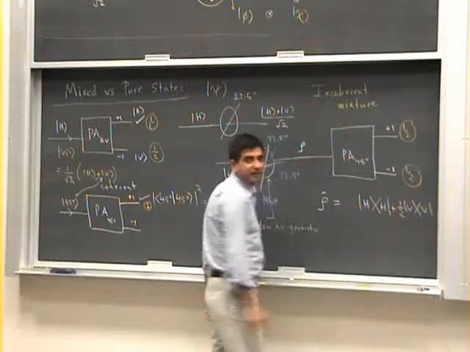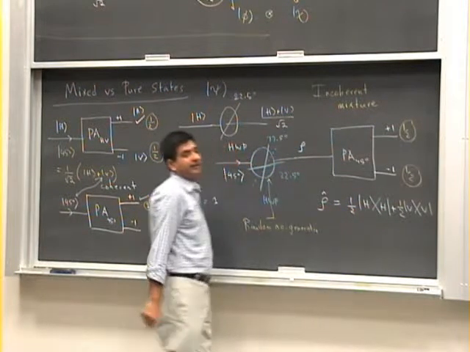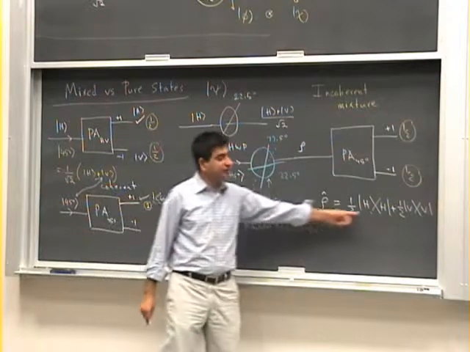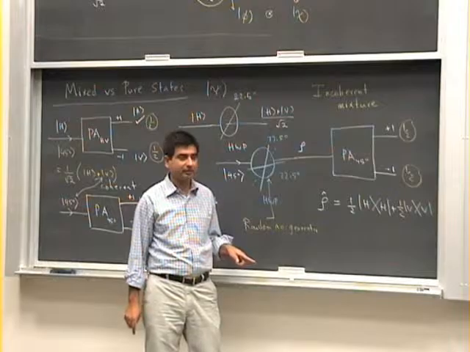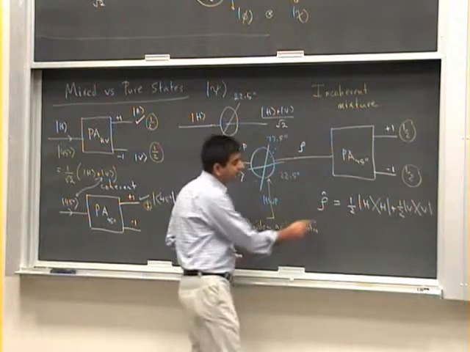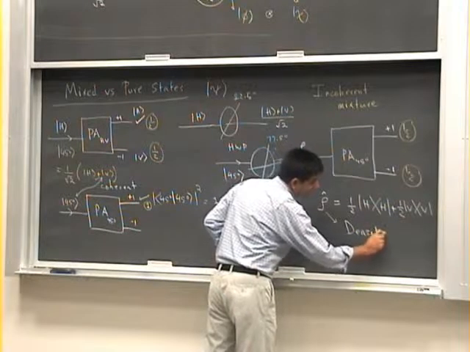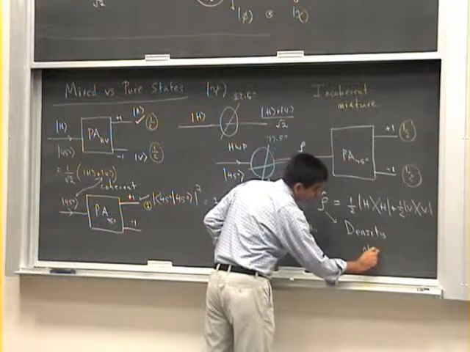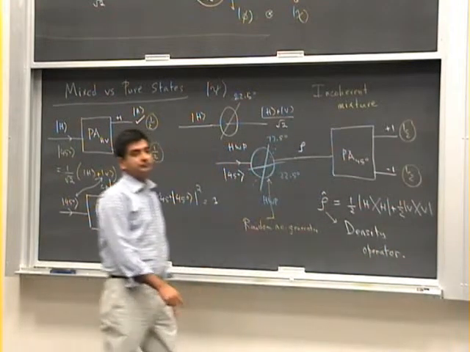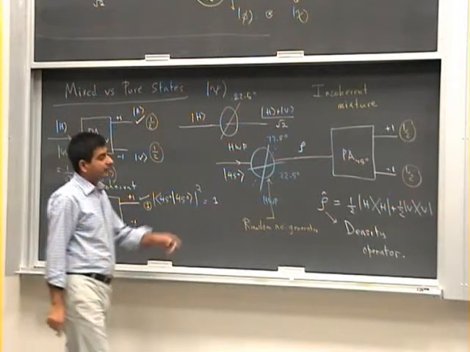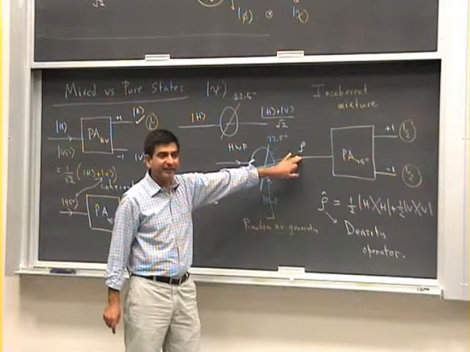With half probability you prepare the state ket B, and with half the probability you prepare the state ket H. Now this of course is an operator, it's not a ket. It's an outer product, it's an operator. This operator is called the density operator. Okay. This operator represents the incoming state.